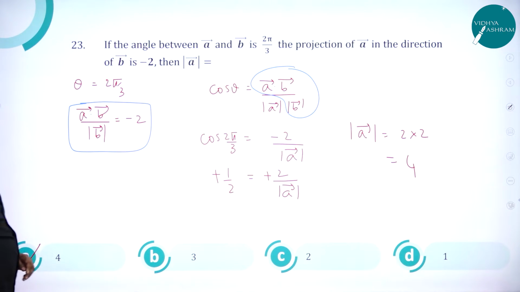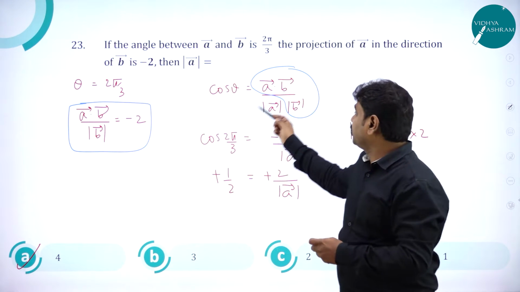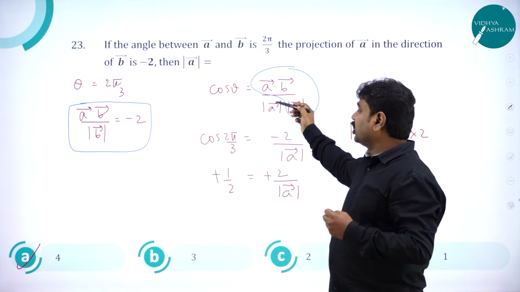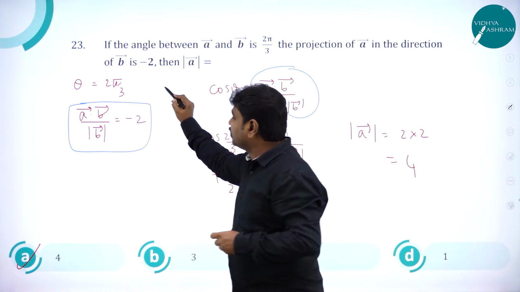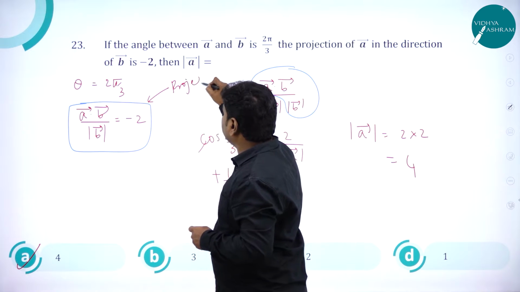That's it. Interesting. Angle between two vectors, all of you know cos theta is A dot B by magnitude A, magnitude B. They have not given the dot product. They gave A dot B by magnitude B. This they gave in the form of what? This they mentioned as projection. All of you know the form of projection.